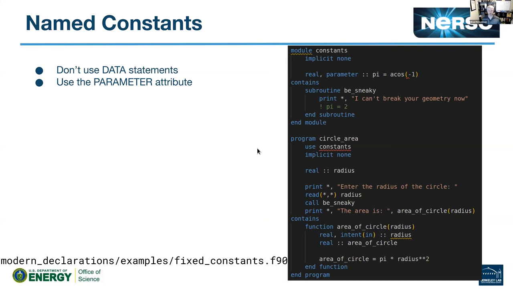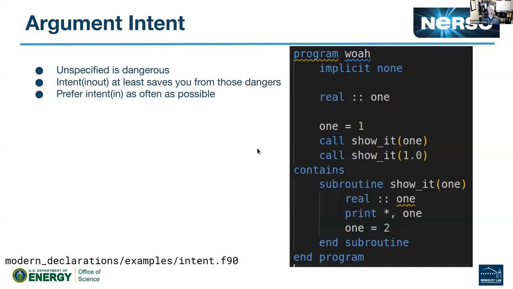So there's the fixed program. Argument intent. Oh, this is a fun one. If you do not specify the intent of your arguments, you can do some dangerous things. So you should always specify intent for your arguments. Intent in out will at least save you from the dangerous things, but I lean towards preferring intent in as often as possible. Write functions as often as possible so that your result value is clear. All of your arguments should be intent in.